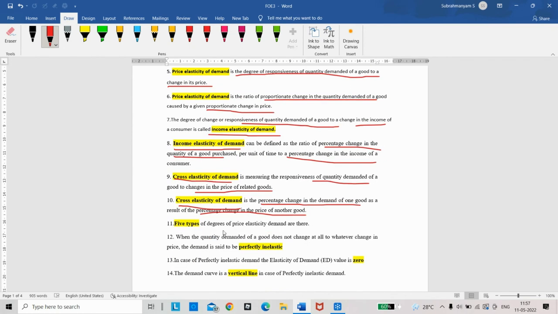Five types of degrees of price elasticity of demand are there.